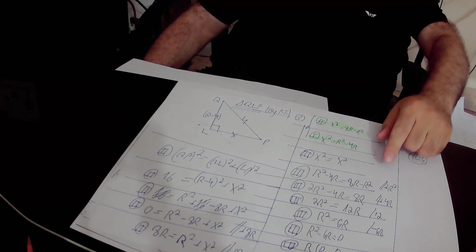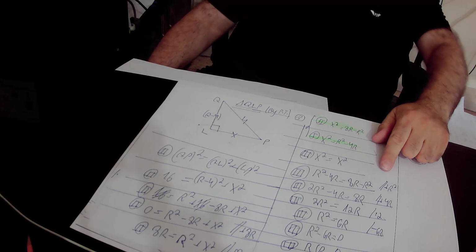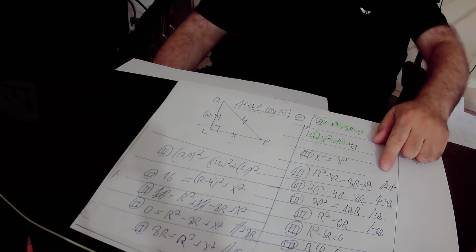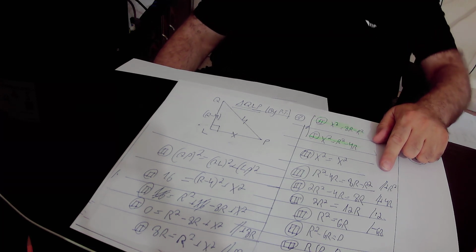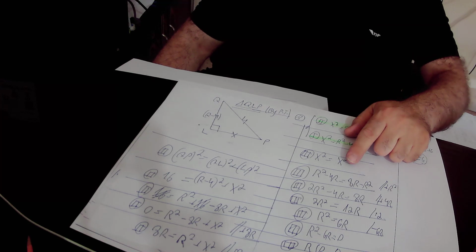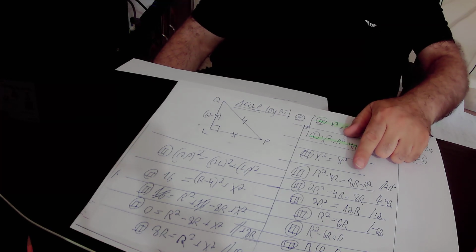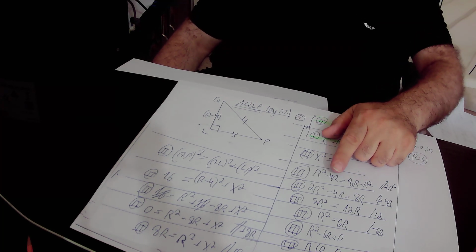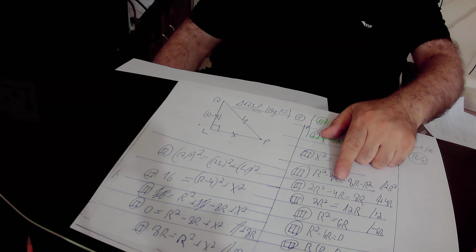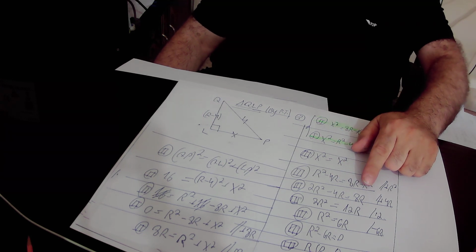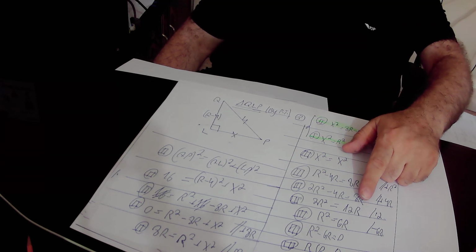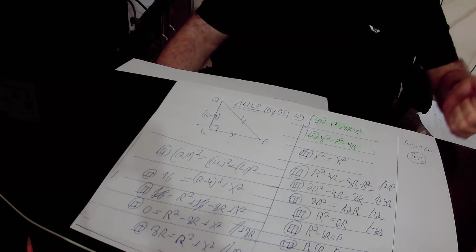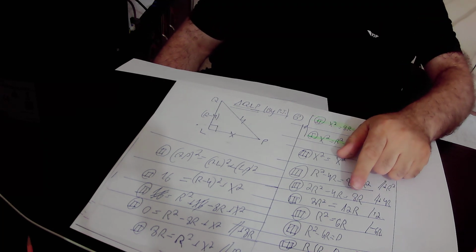Here we added R square to this equation number 3, and we found out that R square plus R square is 2R square, minus 4R equals 8R. Here we added 4R to this equation number 3, and we found out that minus 4R plus 4R is 0, and on the other side 8R plus 4R is 12R. So according to equation number 3, we found out that 2R square equals 12R.